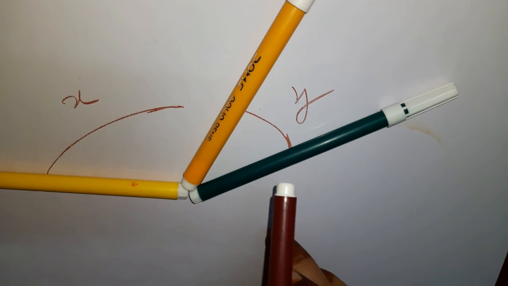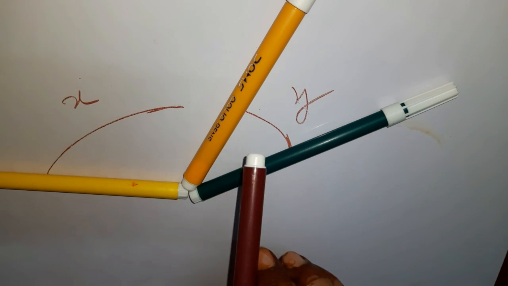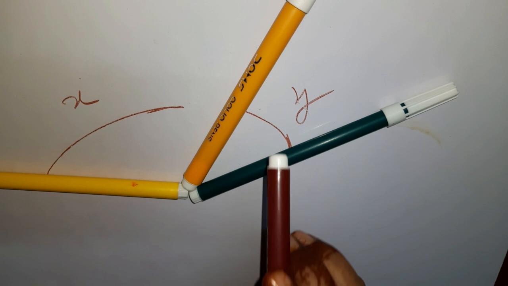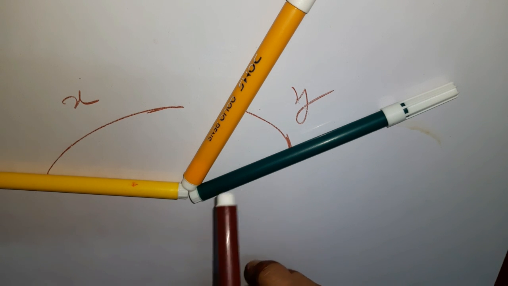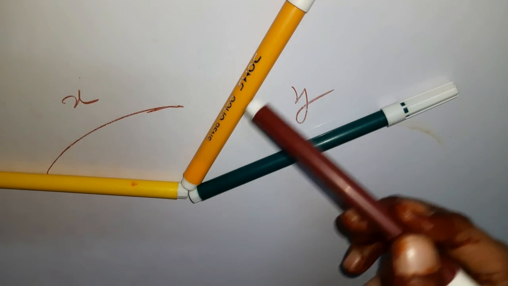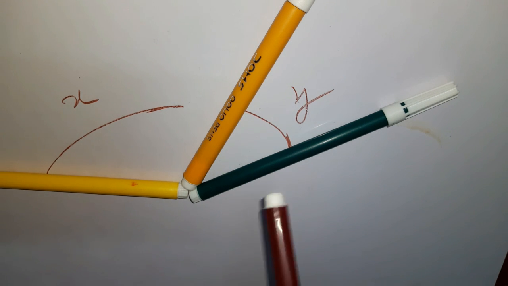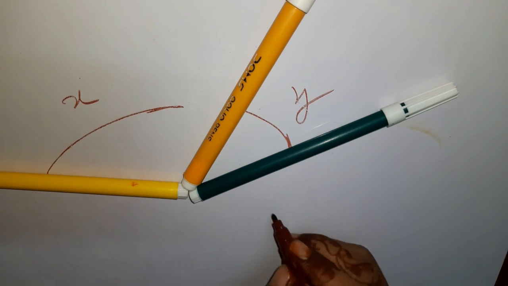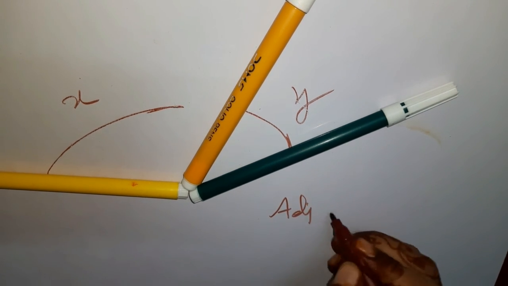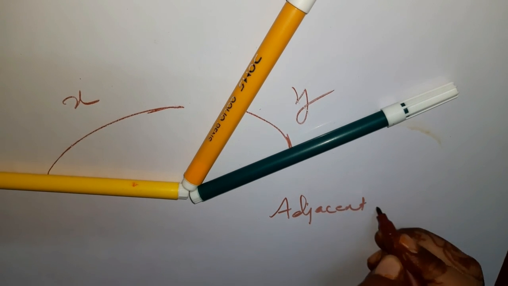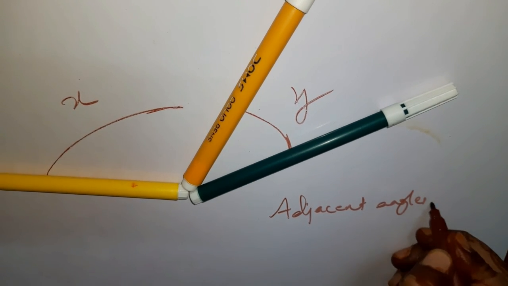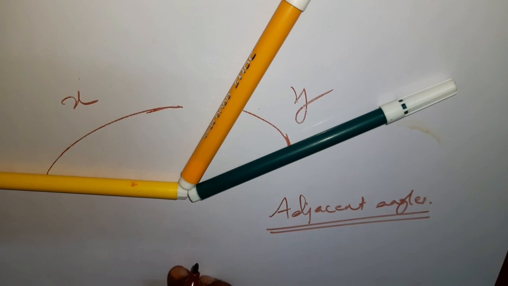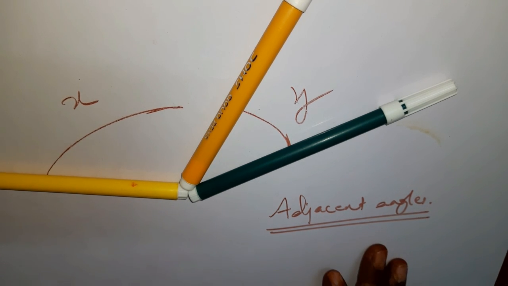Now what actually is the name of these two angles, or what type of angles are they? As you can see that one of the arms is common in these two angles, we can say that these two angles are forming a pair of adjacent angles. And what are adjacent angles? We have already discussed in our previous sessions.